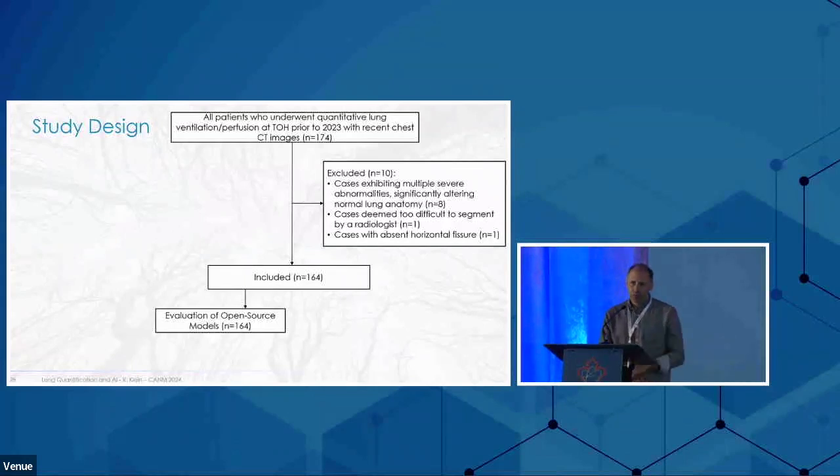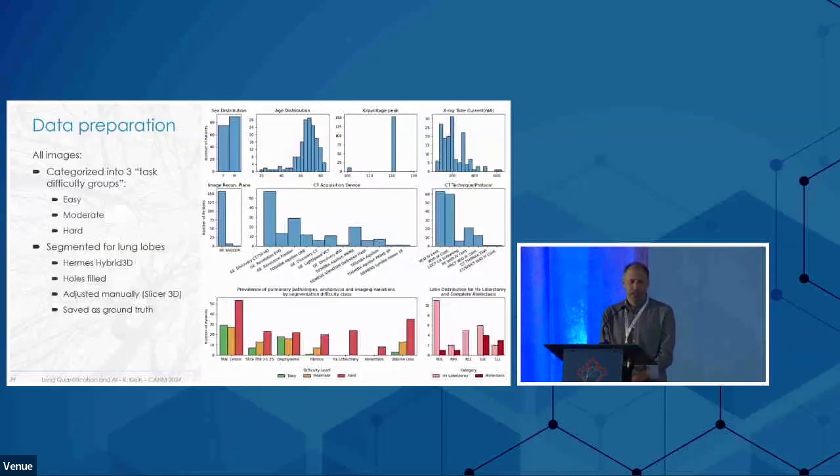So what we've done is we've built a database within our clinic. We basically went back prior to 2023 and collected as many images of patients that were referred to our clinic for SPECT for lung lobe quantification. We excluded 10 of those where the quality of the images was not conducive to this work. We wound up with 164 images. And then we evaluated the performance of open source, off-the-shelf AI that any of you can download and use, using these studies. Just as way of background, this is the distribution of the sex and age of our patients.